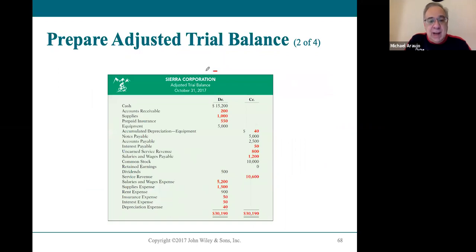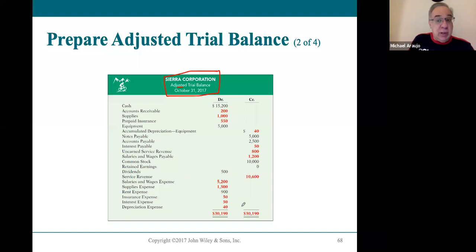Take a look here at everything that you learned through the last week. This is the adjusted trial balance for Sierra Corporation, which means this is the trial balance after those adjustments were made. You'll notice that there is a longer list of accounts, and a lot of accounts have balances printed in red. That's because those are the accounts that went through the adjusting process that we just learned last week.